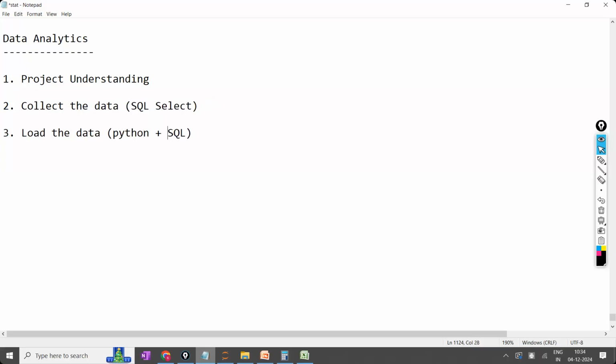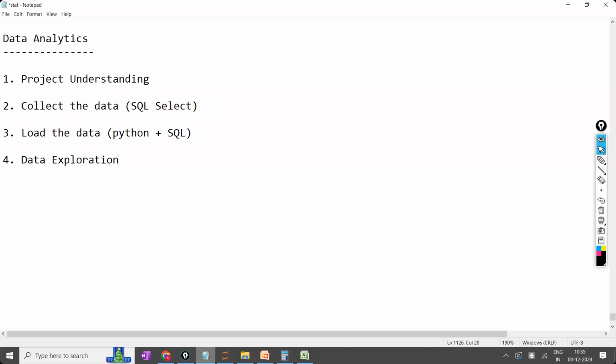Okay, once you load the data, what is after that, what are you going to do? You are going to explore the data. Explore the data means what is the shape of the data? How many rows are there? How many columns are there? In that, which are continuous variables, which are discrete variables? All these things you are going to observe.